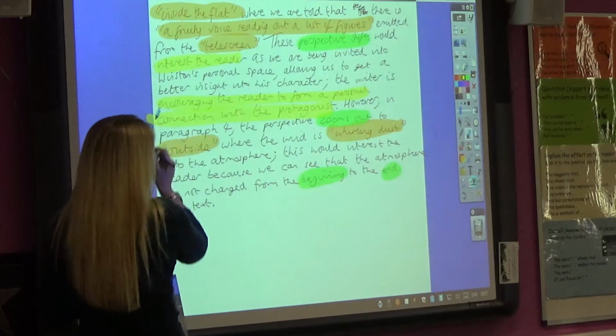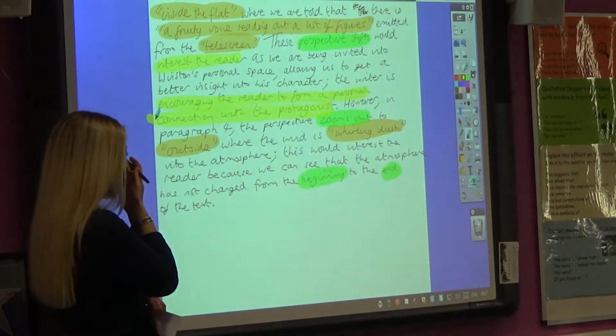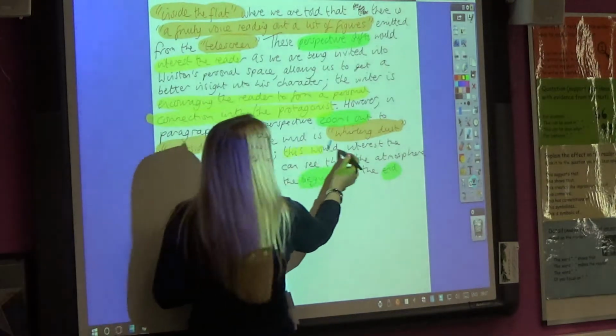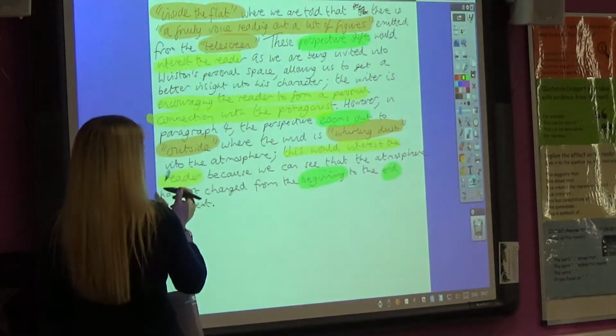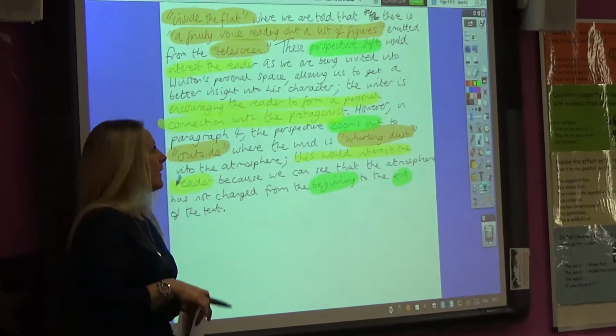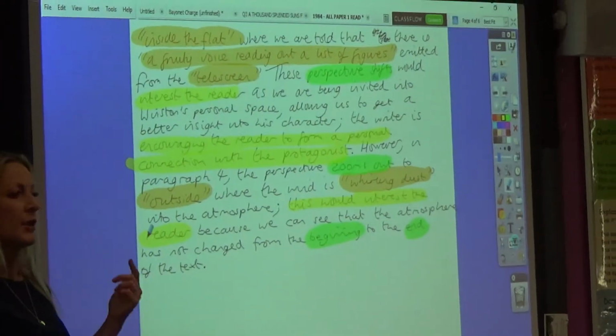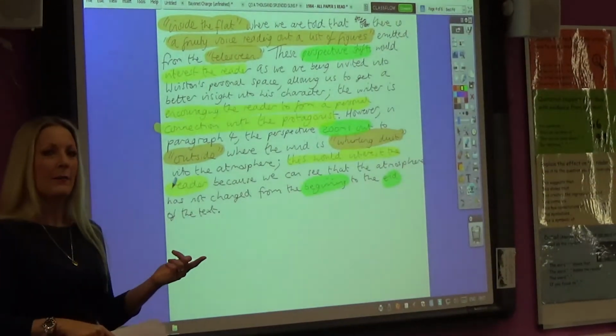Okay, you can even have that bit where we talk about encouraging the reader to form a bond with the protagonist, and then this would interest the reader. So, covering all the bullet points again. On the previous page, I've used words like place shift, focus, so if you highlight them as well.